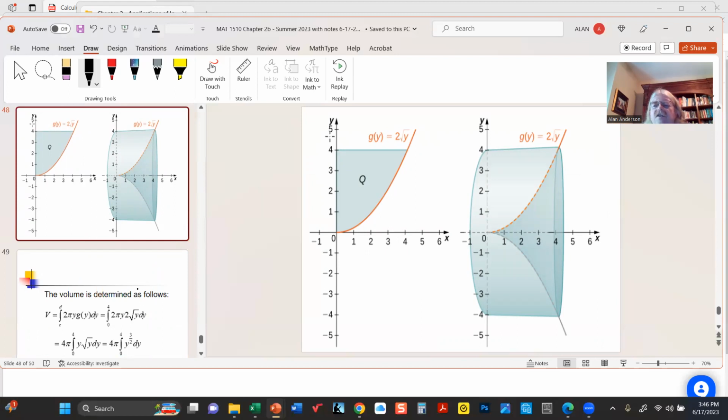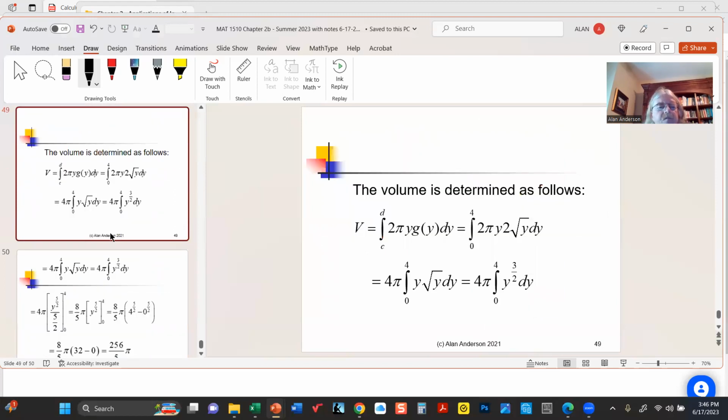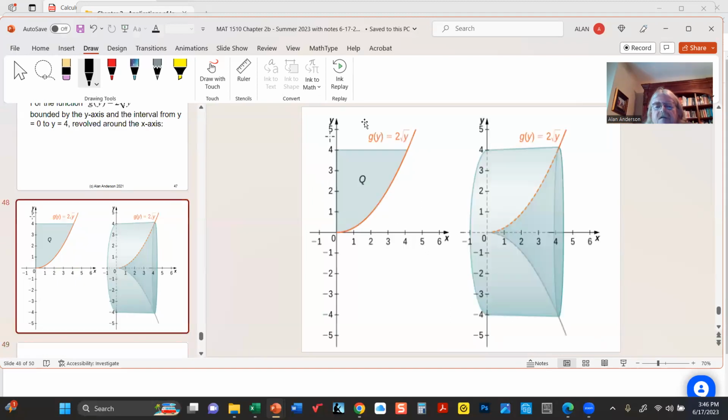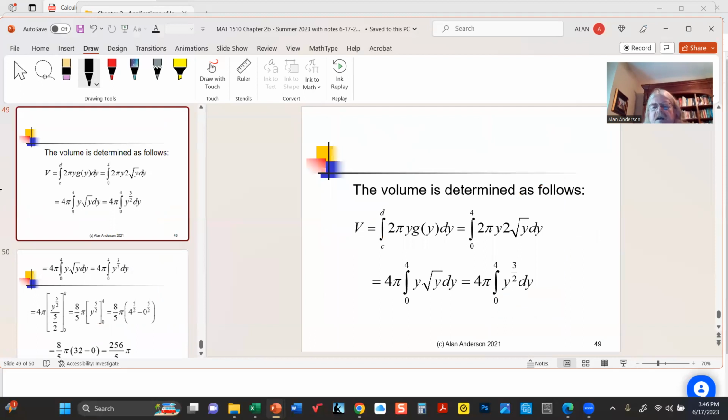All right, well, luckily the function is very straightforward, 2 radical y. And one more thing, with respect to y, the interval of interest is from 0 to 4. Okay, so here we go. This is the original formula. From 0 to 4, we're integrating 2 pi. Now, this is the y. This is the g of y.